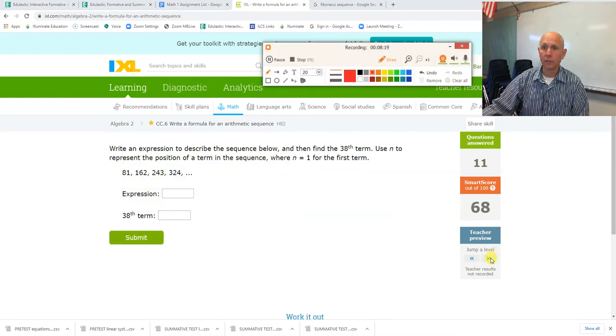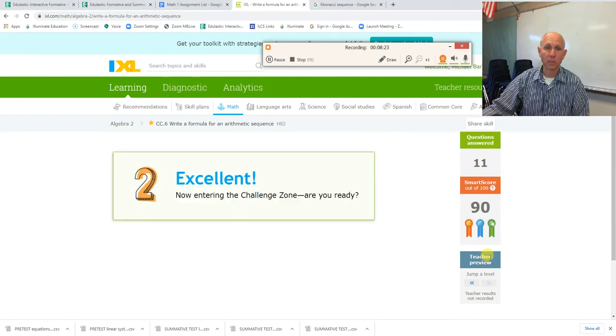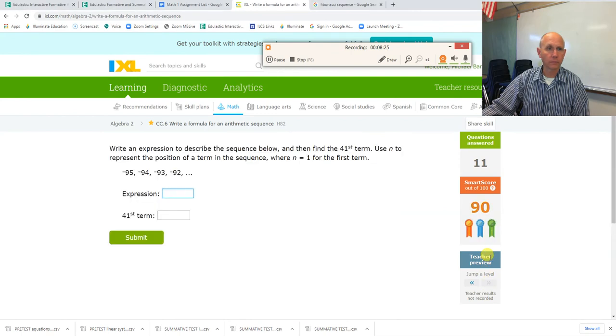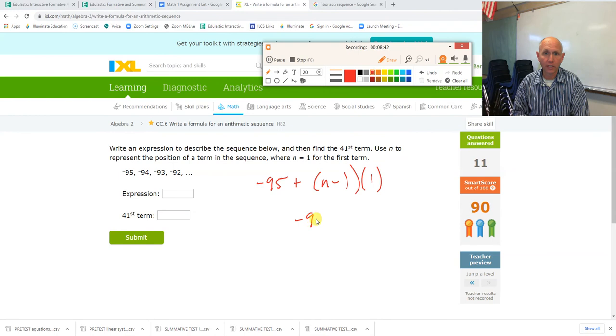Let's jump a level. It's a pretty big jump. And there's nothing different here. Value of the first term is negative 95. Plus n minus 1 times the difference, which is, it's actually going up by 1 each time, so plus 1. So negative 95 plus n minus 1, so n minus 96. There's the function.